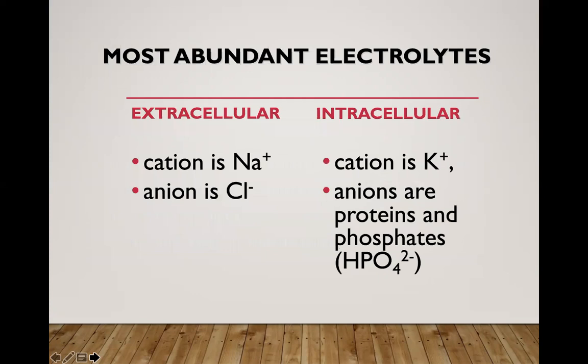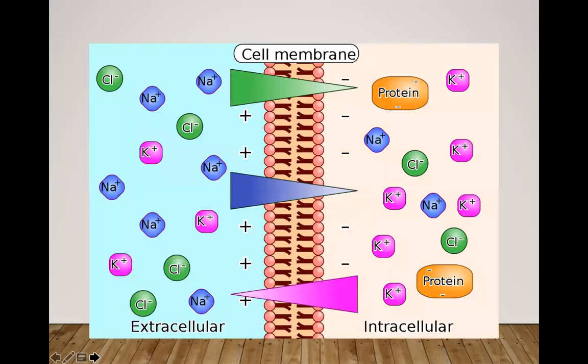Extracellularly, the most abundant cation is sodium. Intracellularly, it's potassium. Extracellularly, the most abundant anion is chloride, whereas the most abundant intracellular ions are proteins and phosphates. So this is just a diagram to show you the free movement of ions across the extra and intracellular compartment.